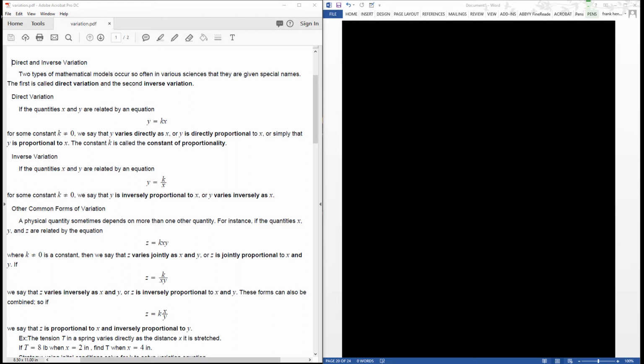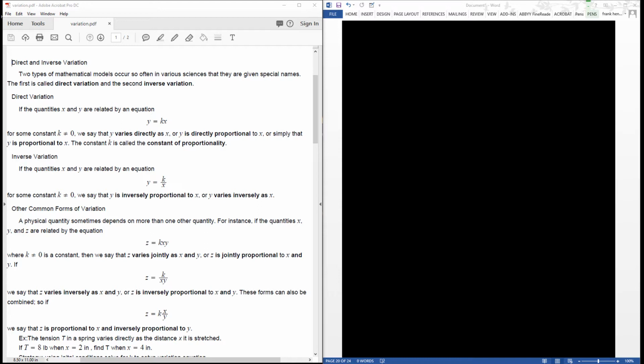Direct and inverse variation. Two types of mathematical models occur so often in various sciences that they are often given special names. The first is called direct variation, and the second is called inverse variation.